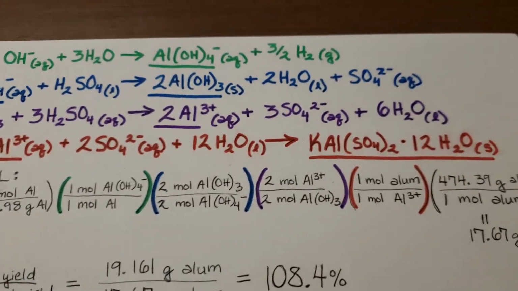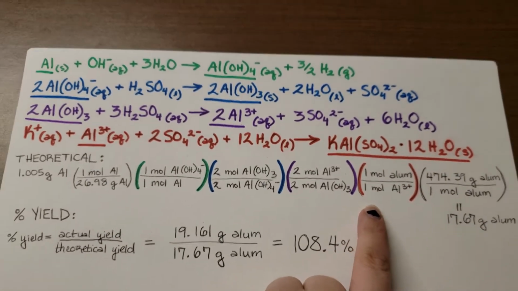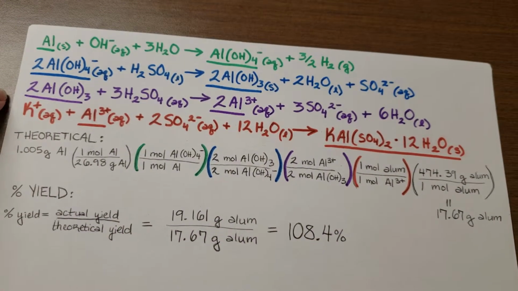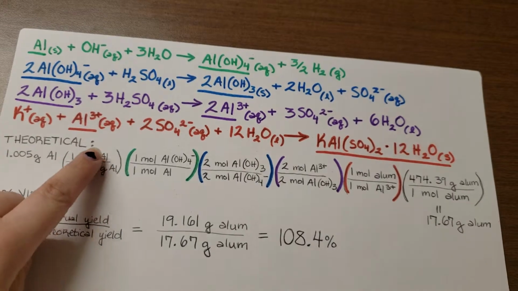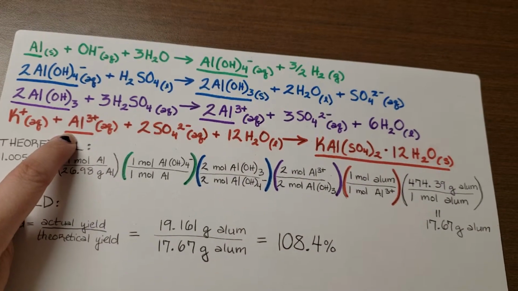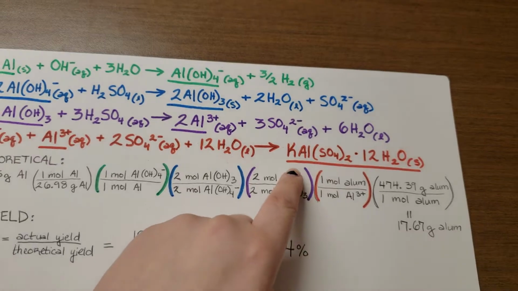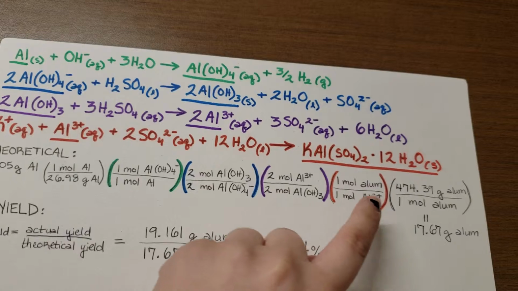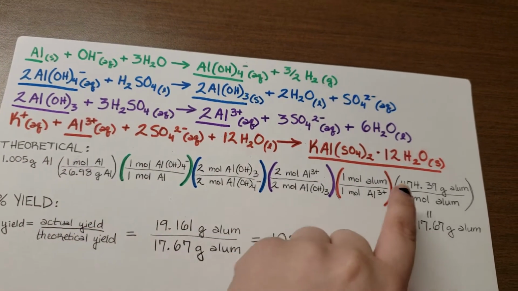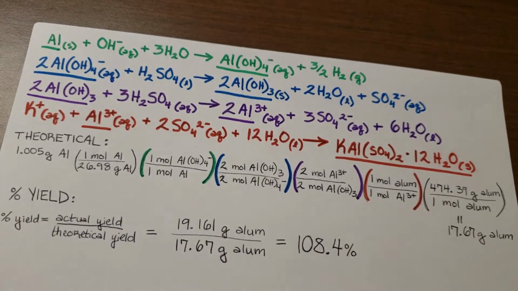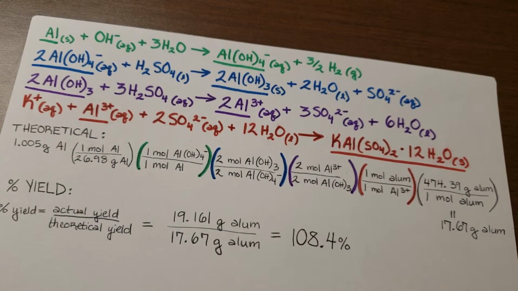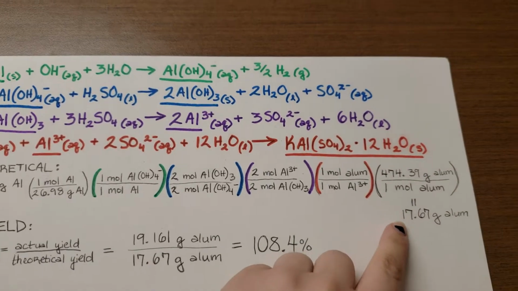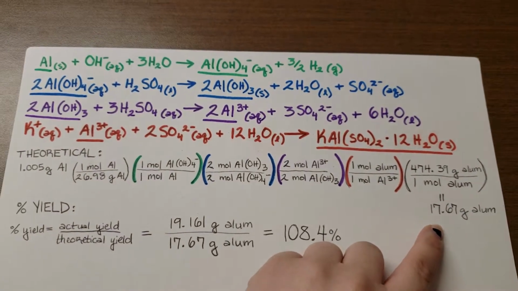For example, in the red brackets, this information correlates to this red equation. So for 1 mole of aluminum ion, there is 1 mole of alum. This happens for each of the different colors. All of this information is multiplied together. Finally, we multiply by the molar mass of alum to calculate its theoretical yield, which is 17.67 grams of alum.